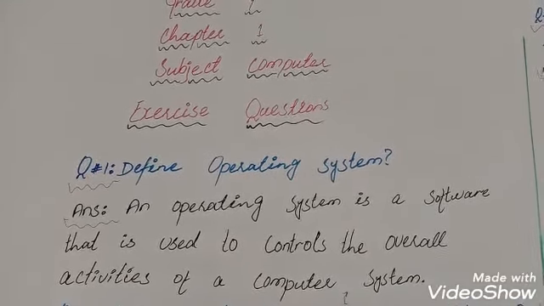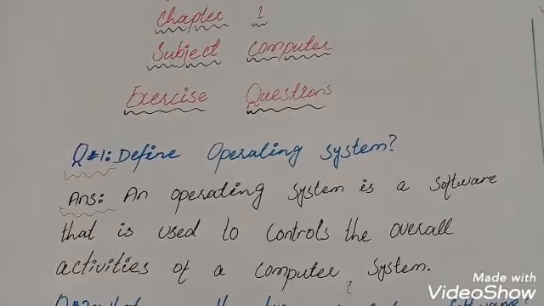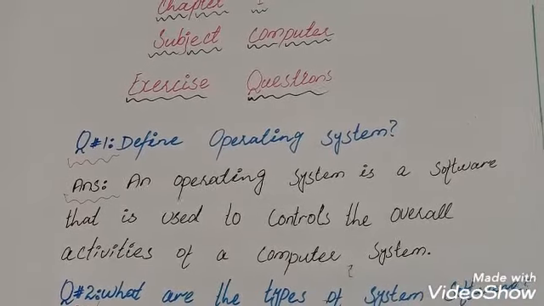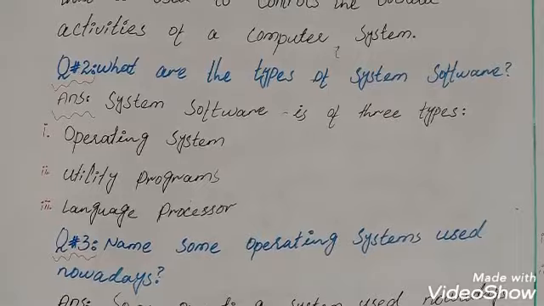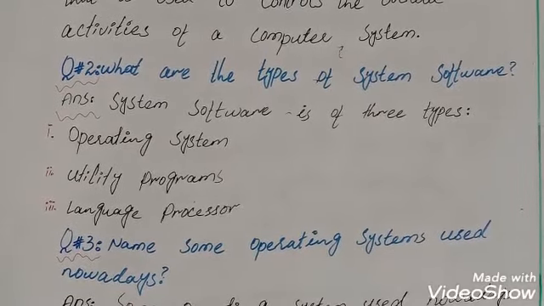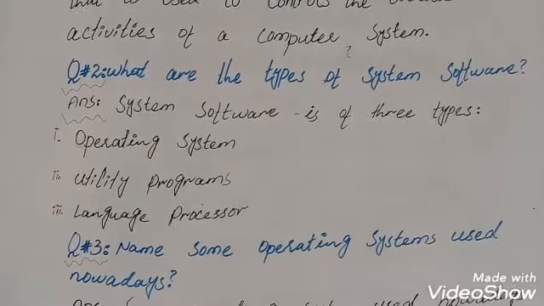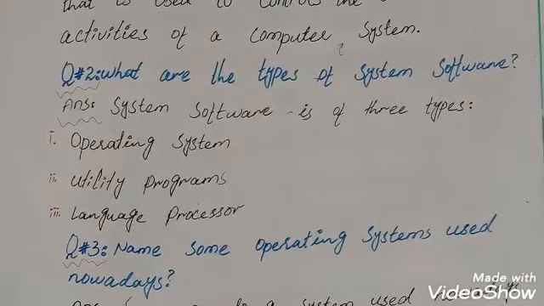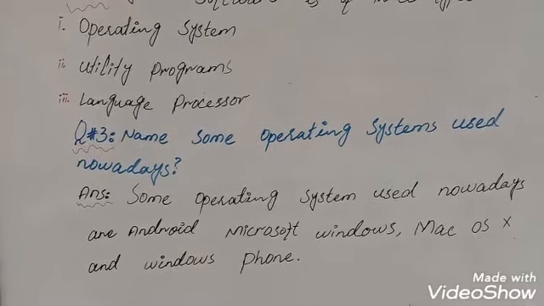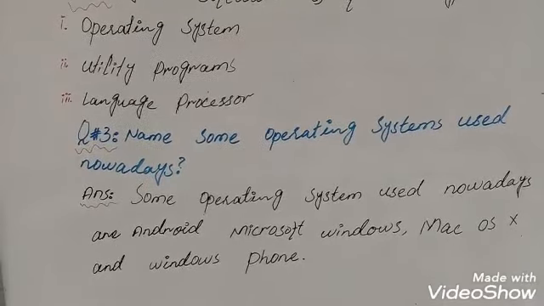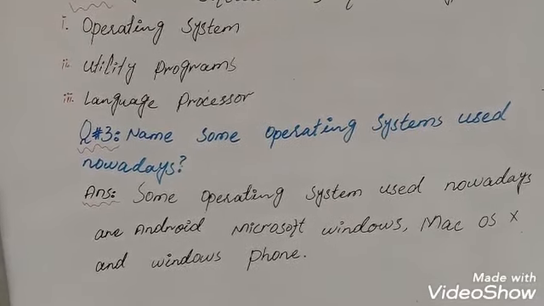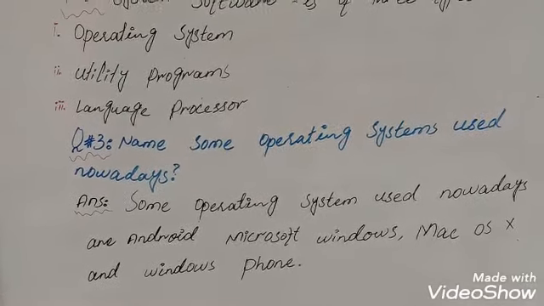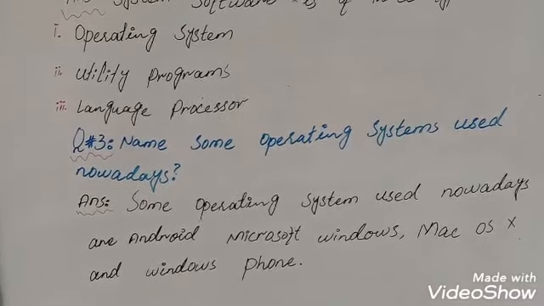Question number 1. Define operating system. Answer: an operating system is a software that is used to control the overall activities of a computer system. Question number 2. What are the types of system software? Answer: system software is of three types: operating system, utility programs, language processor. Question number 3. Name some operating systems used nowadays. Answer: some operating systems used nowadays are Android, Microsoft Windows, Mac OS X, and Windows Phone.